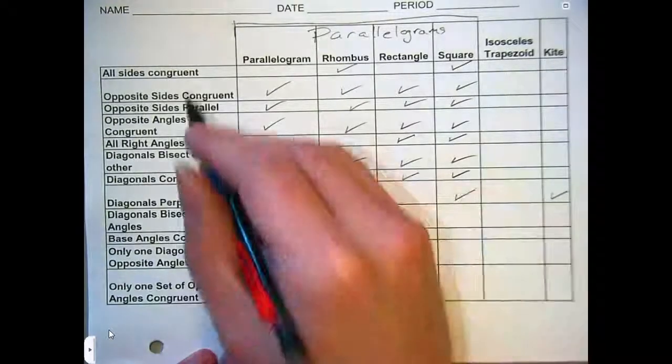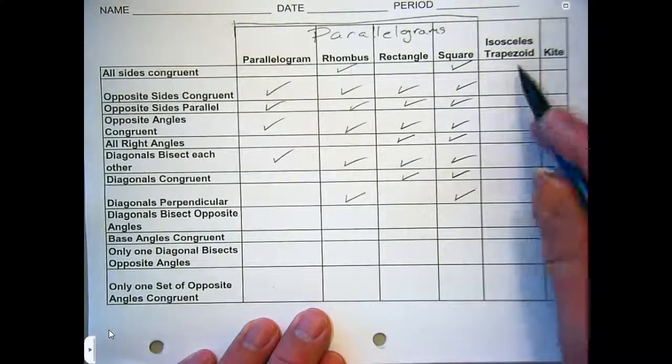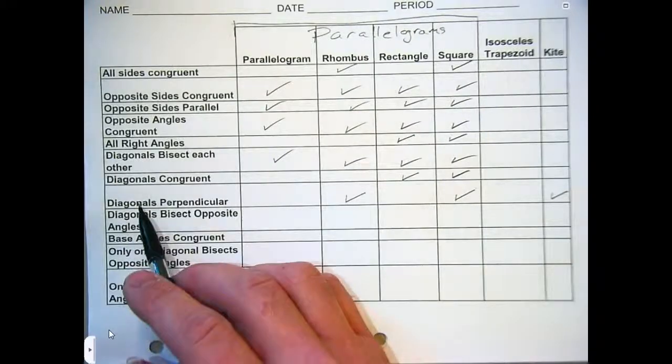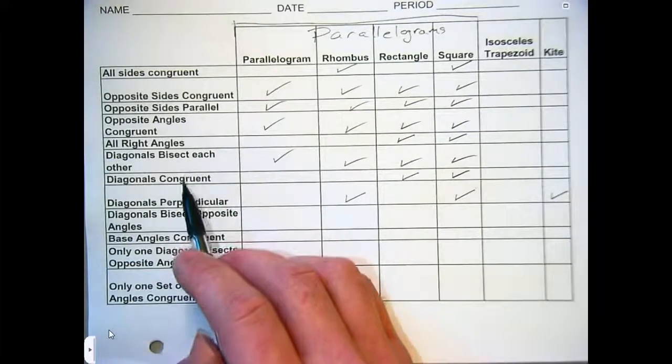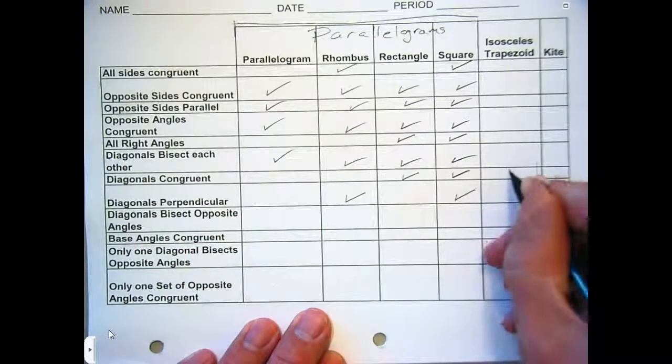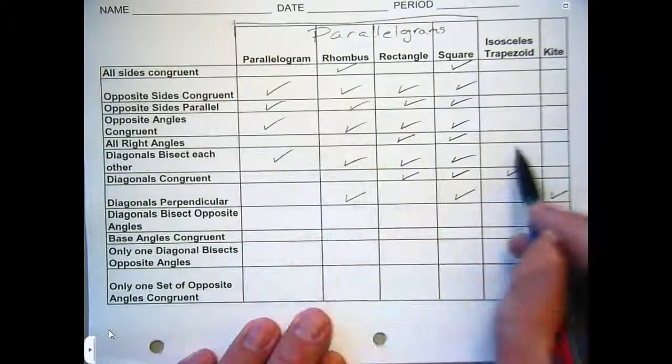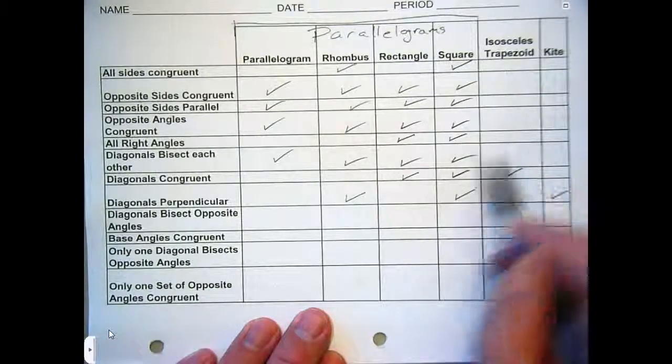Okay. Do any of these other things, by the way, happen in a kite or an isosceles trapezoid? Diagonals bisect each other. Diagonals are congruent in a what? Isosceles trapezoid. Do diagonals bisect each other in any of those? No.